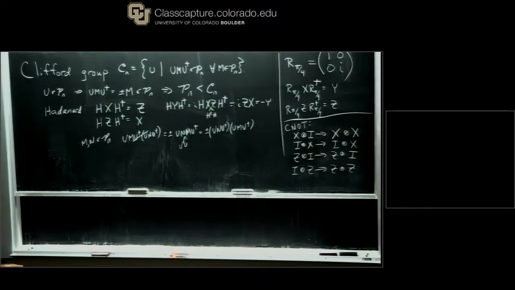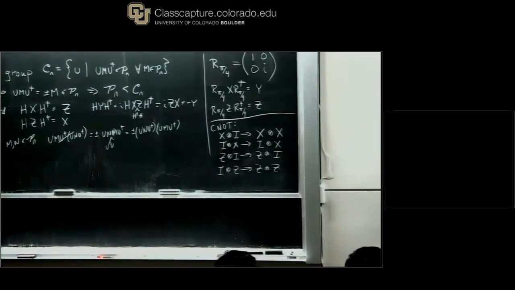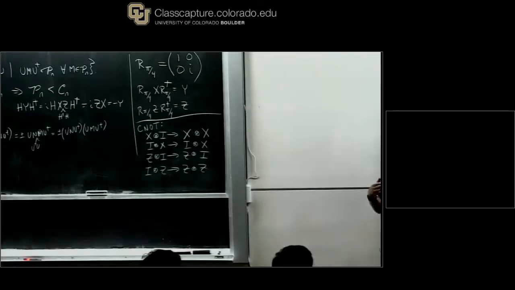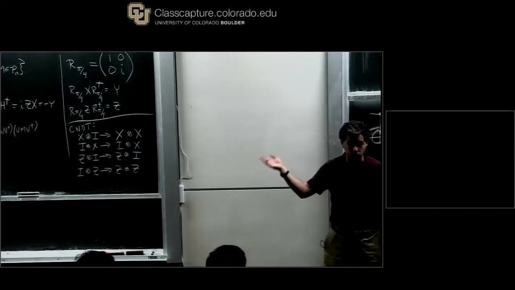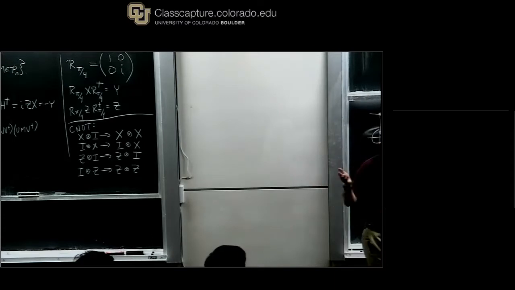You can also create quantum error correcting codes, right? I haven't exactly shown you this, but it kind of follows from stuff that I said, that any stabilizer code can be encoded using just Clifford group gates. Okay?